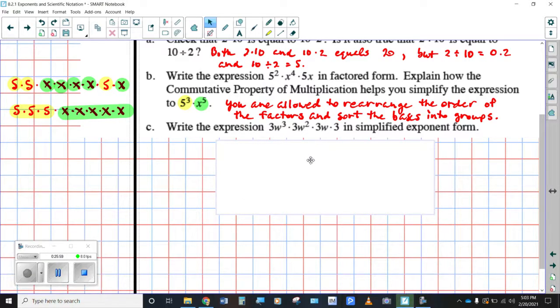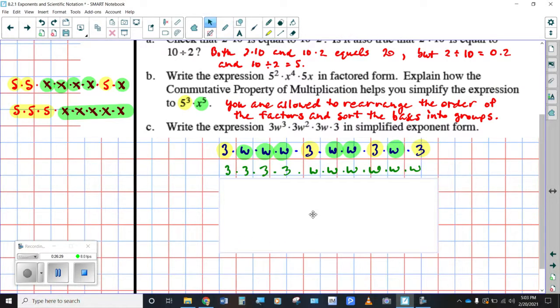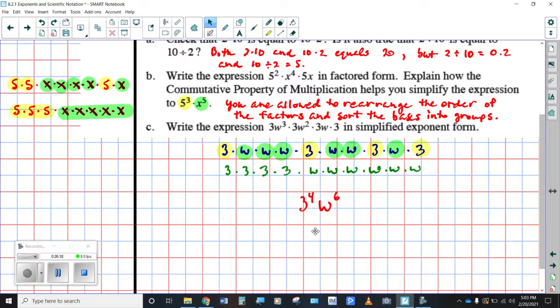All right, let's see how you did. Did you start off by expanding it out? Yes, I hope you did. Remember, the exponent tells you how many of these you need to rewrite. So 3 times w times w times w times 3 times w times w times 3 times w times 3. Well, let's take all the 3's, 1, 2, 3, 4 of them, and all of the w's, 1, 2, 3, 4, 5, 6. And let's rearrange them so they're all together. So we got a total of 4 3's and 6 w's repeatedly being multiplied. So we're going to write that expression in simplest form as 3 to the 4th, w to the 6th.